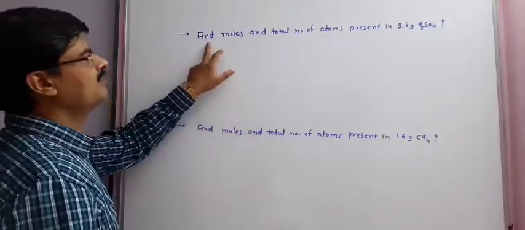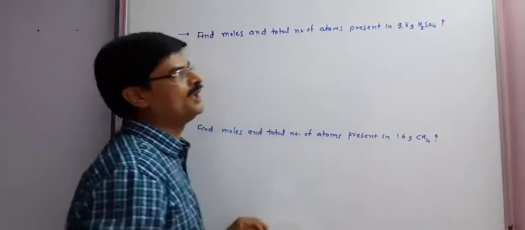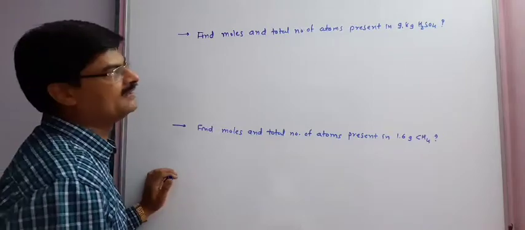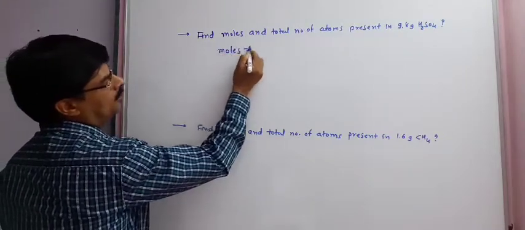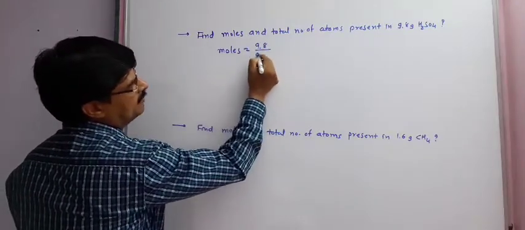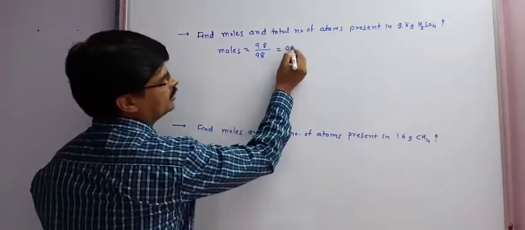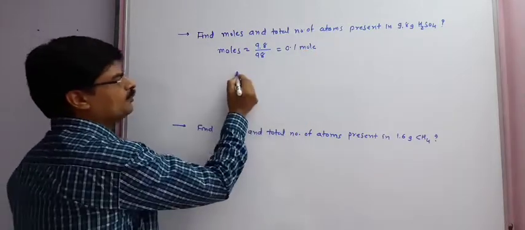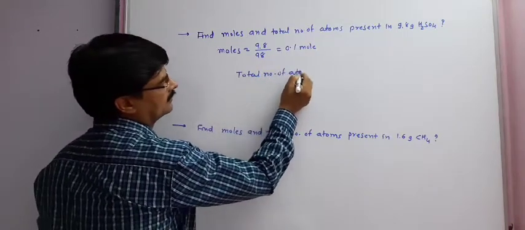In the next question, we have to find moles and total number of atoms present in 9.8 gram H2SO4. As we know, the molar mass of H2SO4 is 98 gram. So first we will find out number of moles: given gram 9.8 divided by molar mass of sulfuric acid H2SO4, 98, we will get 0.1 mole. 0.1 mole.